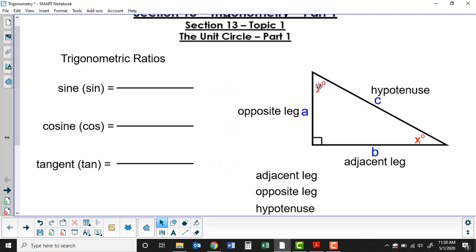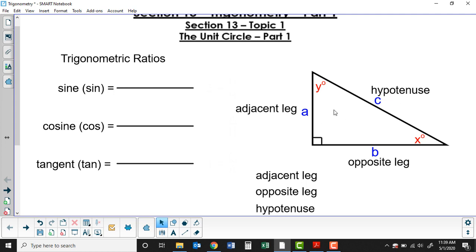Now, if we were to switch to the y angle, that would make these two switch, because which leg would be adjacent to the y? Well, not this one. This one is right next to the y. So if we're talking about the y angle, we're going to have to switch them. And we're going to say, all right, now from this y angle, this is the opposite leg. And from this y angle, this is the adjacent leg. This is the side that's right next to the y. And again, the hypotenuse does not change.